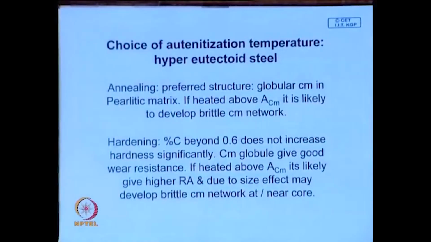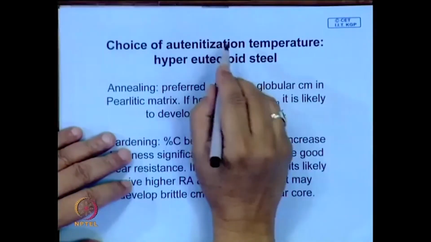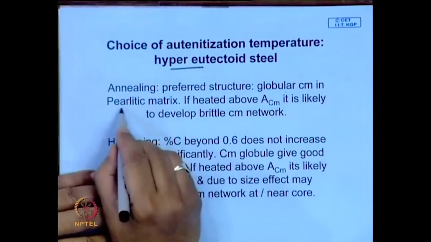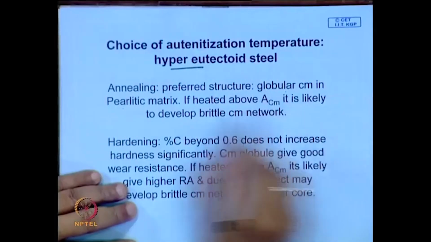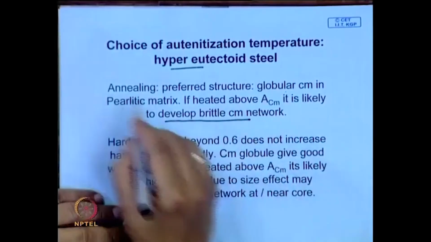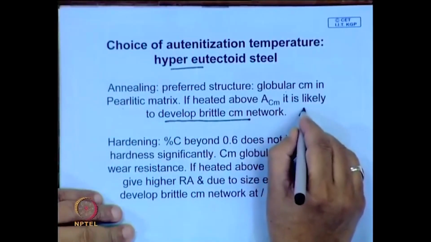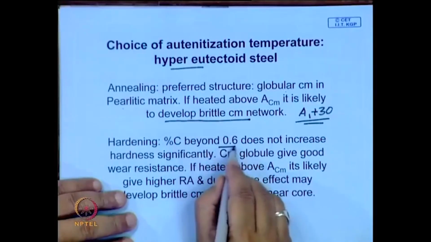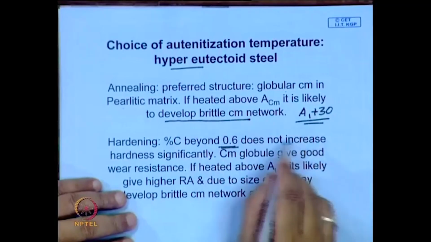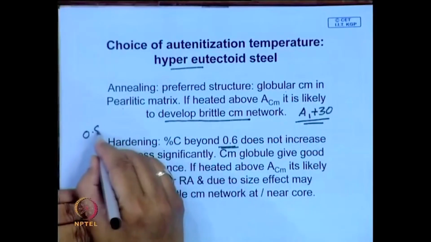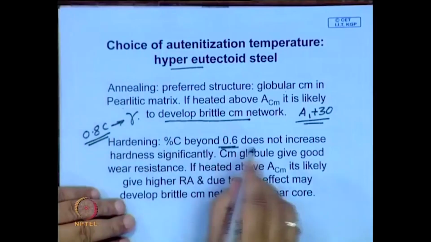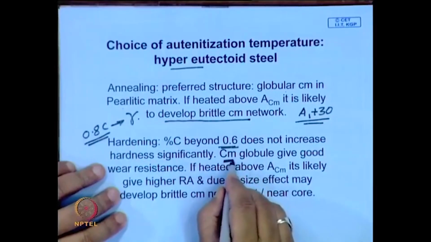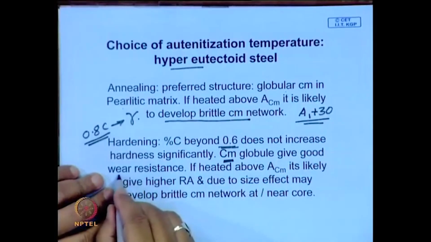So, for the choice of austenization temperature for hypereutectoid steel, we see that for annealing the preferred structure is globular cementite in a pearlitic matrix, and if heated above this, it is likely to develop a brittle cementite network, which is undesirable. Therefore, you prefer heating to A1 plus around 30 degrees centigrade. For hardening also, you do not get much advantage if you keep more than 0.6% carbon in solution. When you go above A1, you already have 0.8% carbon in austenite. So, if you quench and this austenite gets converted into martensite, you will get maximum possible hardness, and the cementite globules which remain will give additional wear resistance.